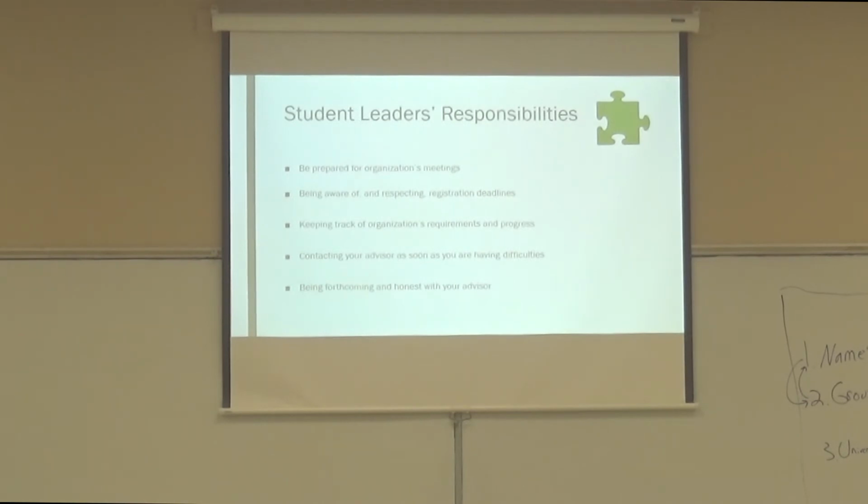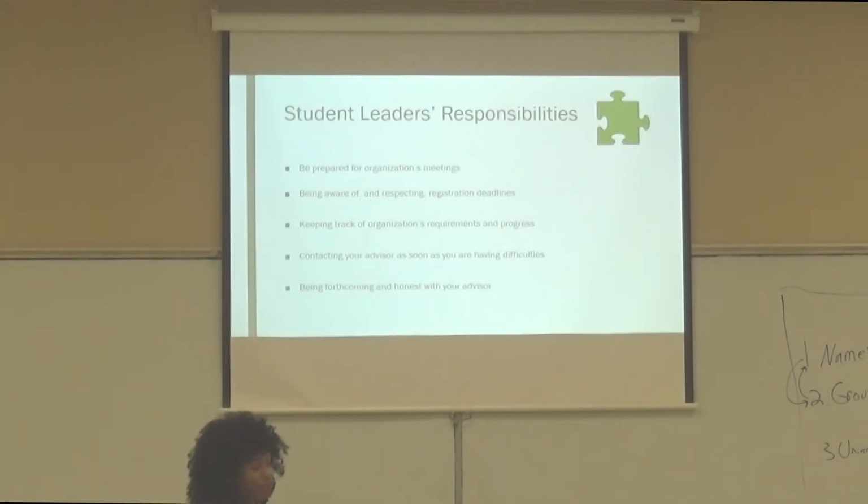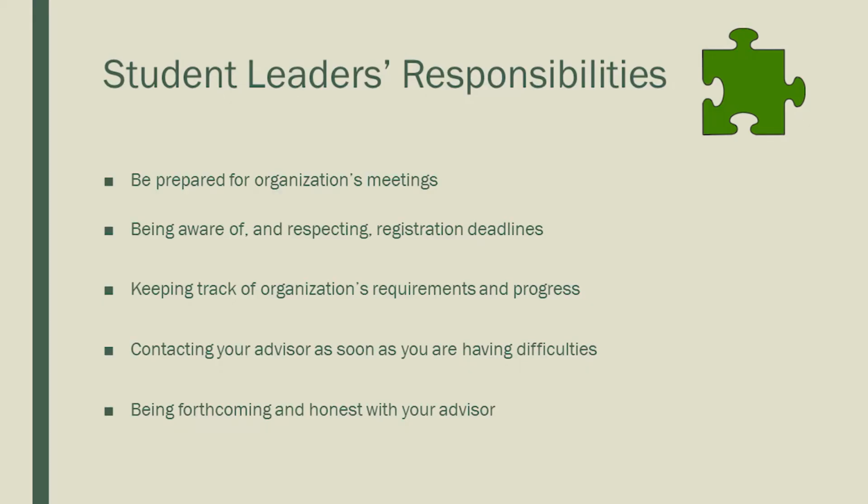Some other responsibilities: be prepared for organization's meetings. As a student leader, that's what your requirements are. Otherwise, the organization will not run. Be aware of and respect registration deadlines. There are organizations that fall apart because they forget to register, or they don't go to orientation. So it is the student leader's responsibility to show up, make sure that they're adhering to all of their student activities rules, and know when their registration is coming up so that they can register the org. Keep track of the organization's requirements and progress.